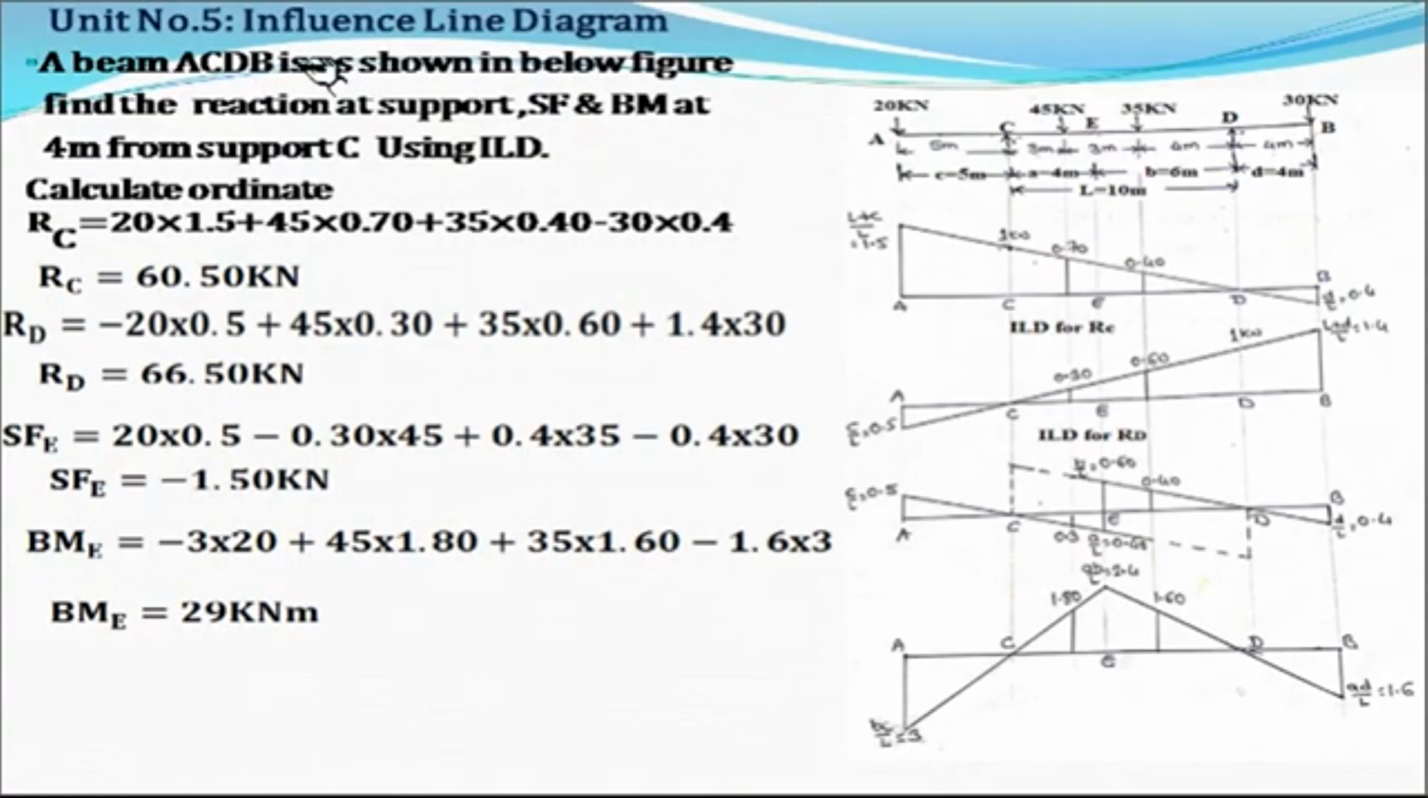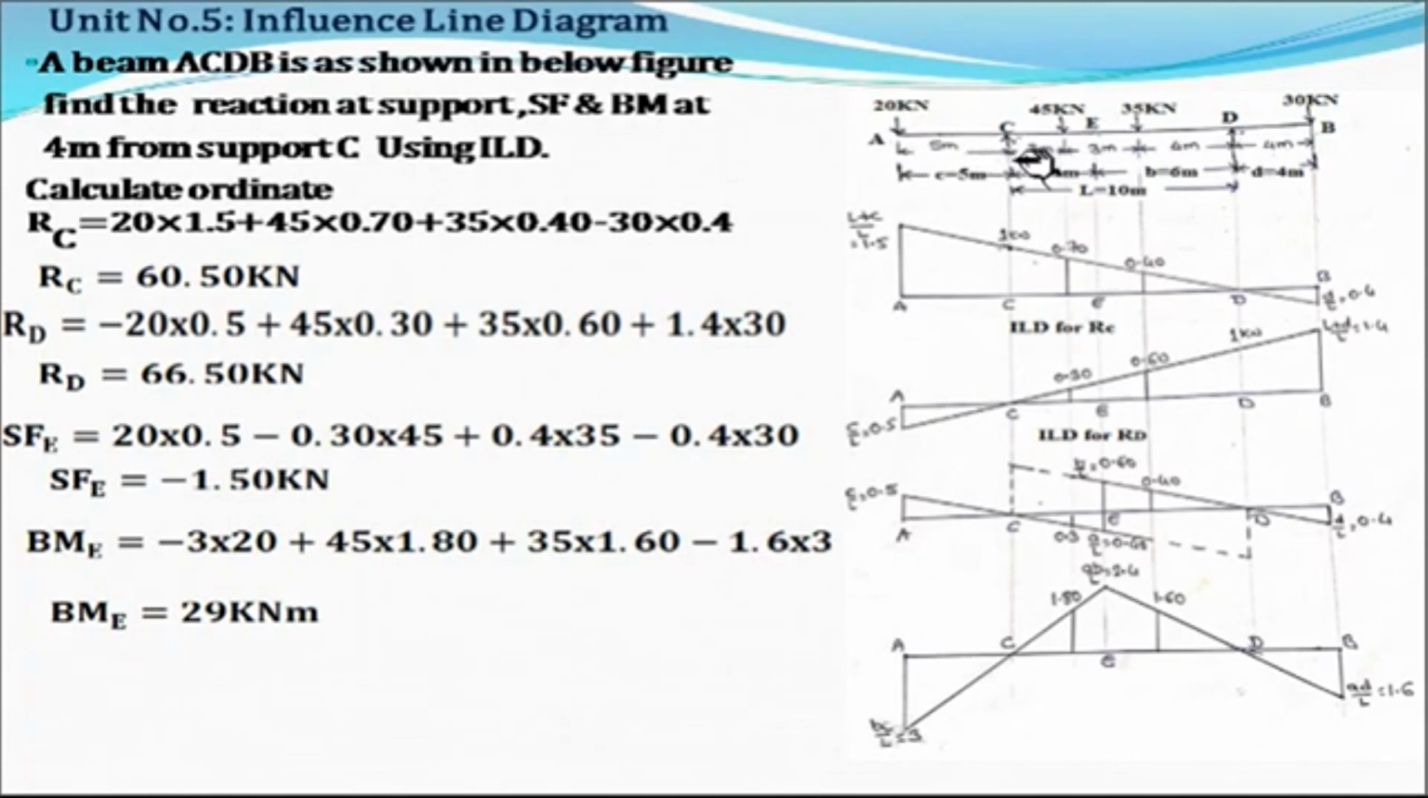Now we'll consider a numerical. A beam ACDB is as shown in the below figure. Find the reaction at support, shear force and bending moment at 4 meter from support C using influence line diagram. Okay. So this is the beam ACDB. The beam is simply supported at C and D.